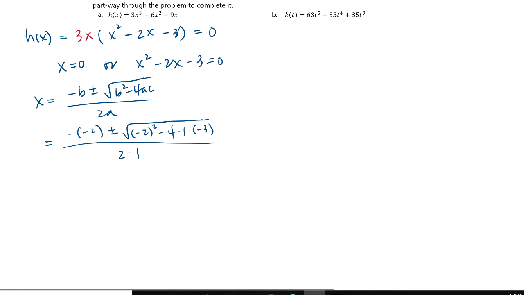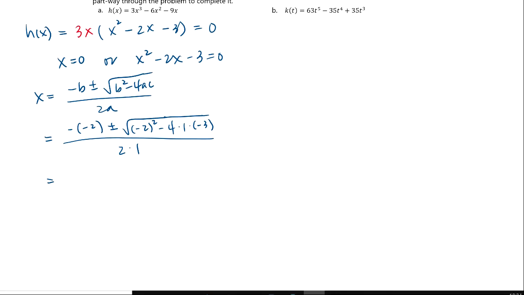To simplify this, negative and negative 2 becomes positive 2, plus or minus the square root. Under the radical, I have negative 2 squared, which is 4, and then negative 4 times 1 times negative 3 gives me 12. So 4 plus 12 is the square root of 16, all over 2. The square root of 16 becomes 4, and I really have 2 plus or minus 4, all over 2. Therefore, we can say x is equal to, there are two options.